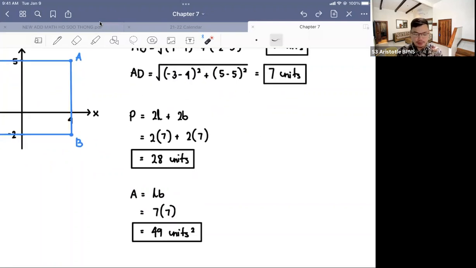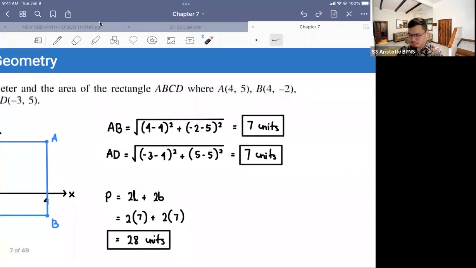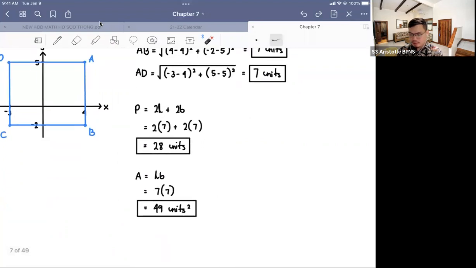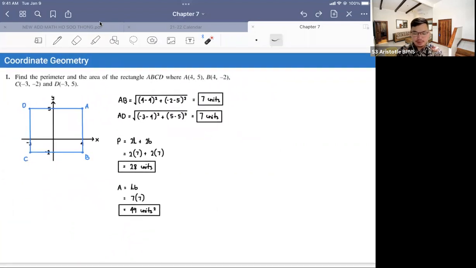So our answer for number 1 is basically 28 units for the perimeter. And then for the area, it's 49 units squared. All right, so that's for number 1.